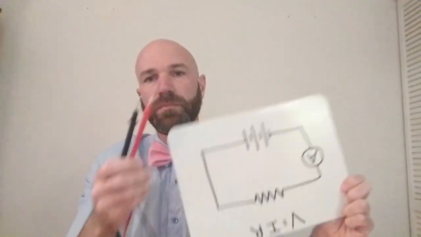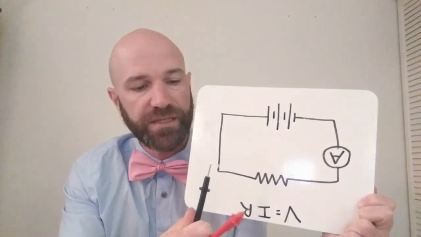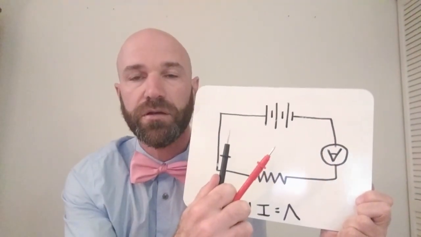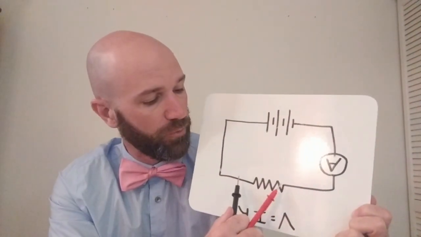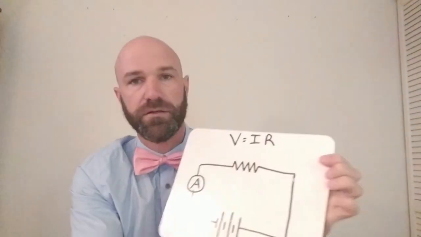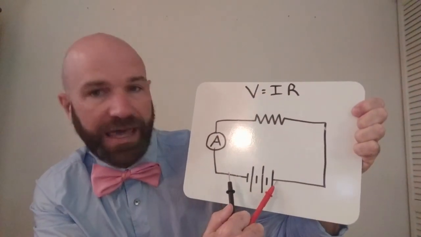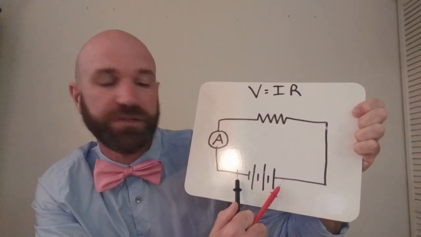So what it would look like when I build this thing for this diagram, I would take my voltmeter and I would touch it to that point, or that point to that point. Sorry, that's upside down. There we go, that's a little better. If I touch it to that point and that point, that will tell me the voltage of this battery.